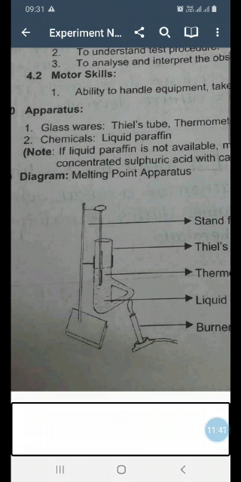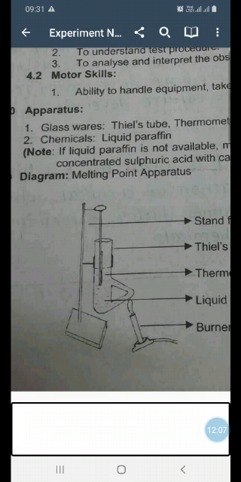Now note the temperature at which the given solid organic compound is converted into liquid and record it as the melting point of the given sample of organic compound. Repeat this procedure twice and take the observation. Twice, thrice you can do for confirmation of melting point of given compound.